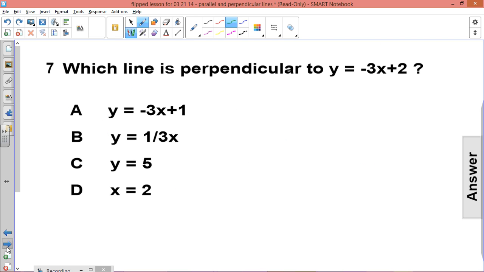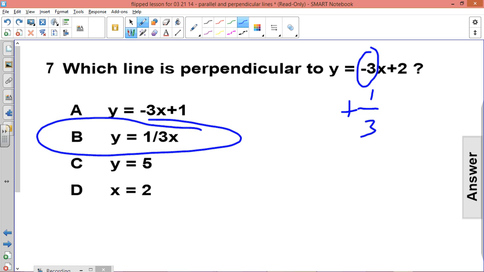Which line is perpendicular to y equals -3x plus 2? Well, this is just as easy as the ones we were doing before. I'm looking for a slope. Instead of having the same slope, -3, I'm now looking for the opposite reciprocal. Opposite of negative is a positive. The reciprocal of 3 is 1/3, so I'm looking for a slope of 1/3. It's going to be that one right there.